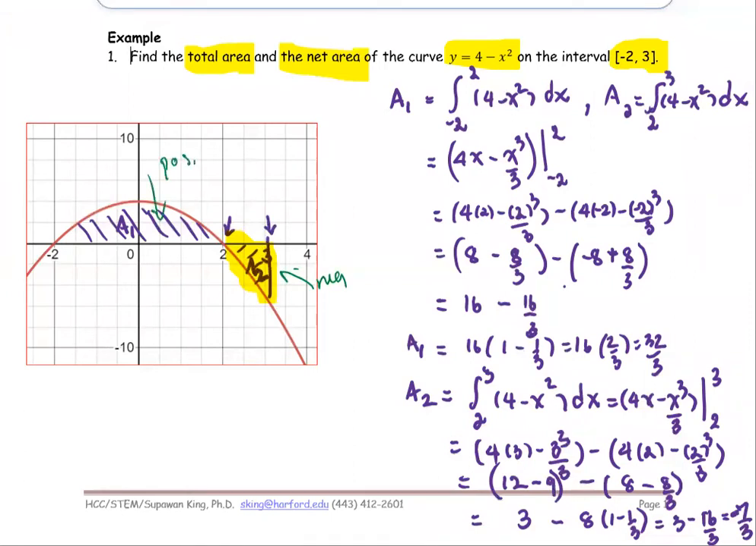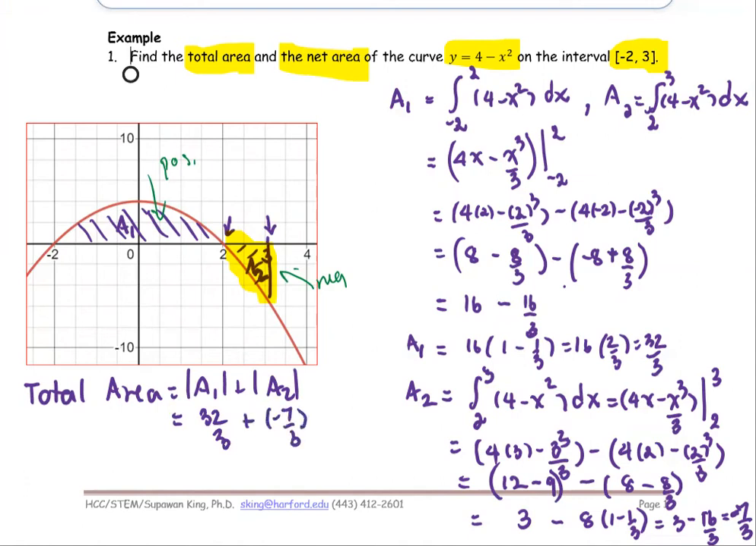From these two numbers, we can compute the total area as the quantity of area 1 plus the quantity of area 2 without the sign. Area 1 is 32 over 3. Area 2 is negative 7 over 3, and we take the absolute value. That comes out as 32 plus 7 over 3, or 39 over 3, which is 13 as the total area.